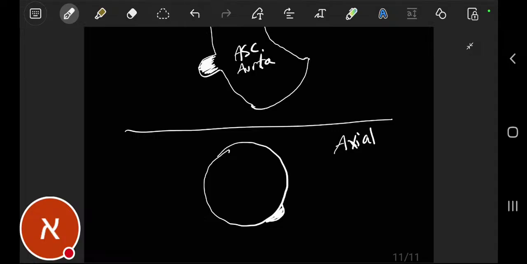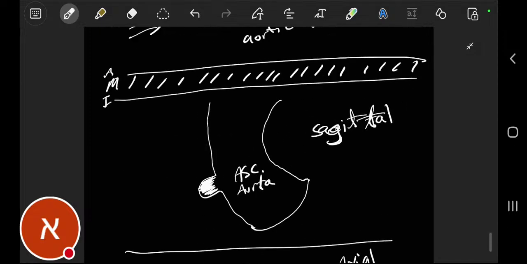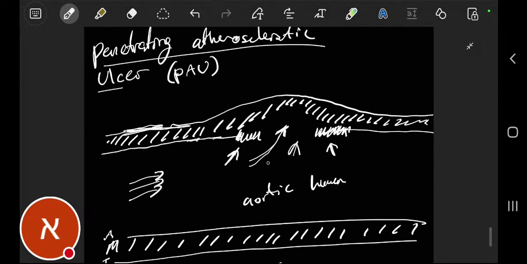So you can see that penetrating atherosclerotic ulcer is, bottom line, a focal defect in the intima that occurs at the site of atherosclerotic plaque. We need a plaque that penetrates, so the idea is a focal defect in the intima in the area of the plaque. And we may see saccular aneurysm formation.